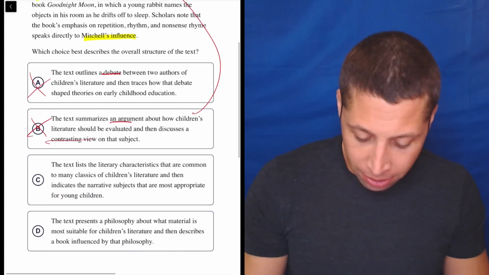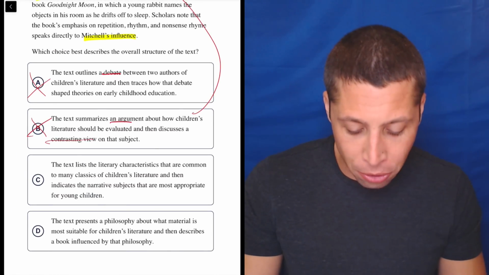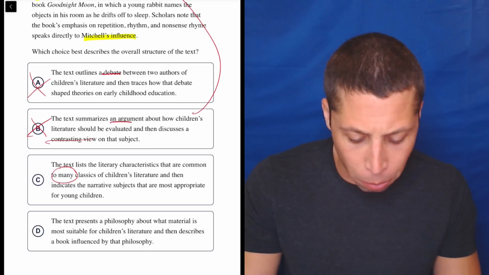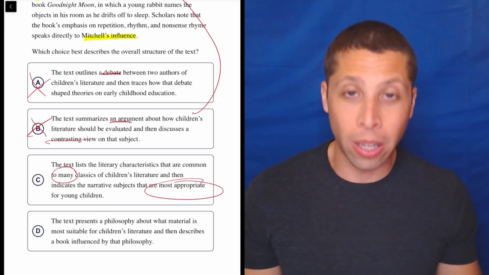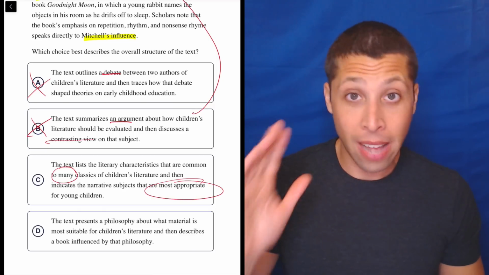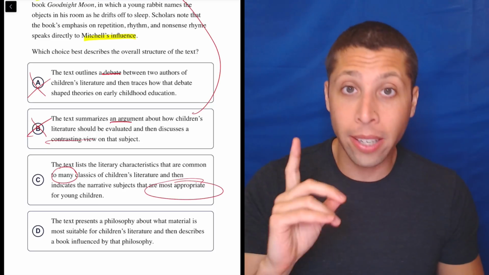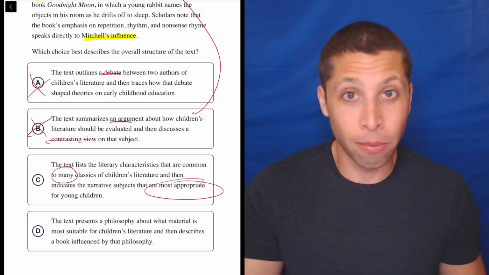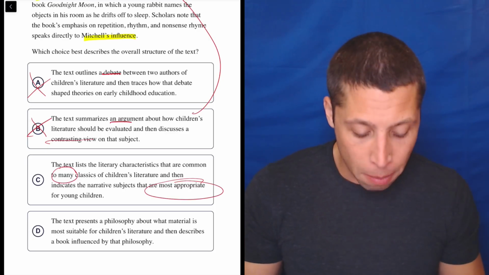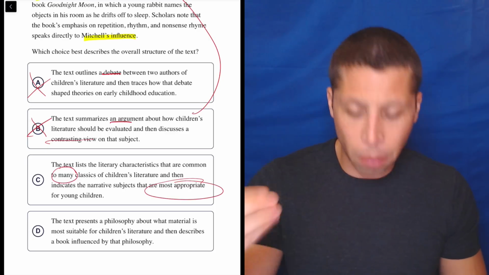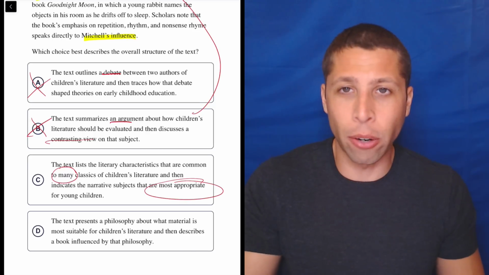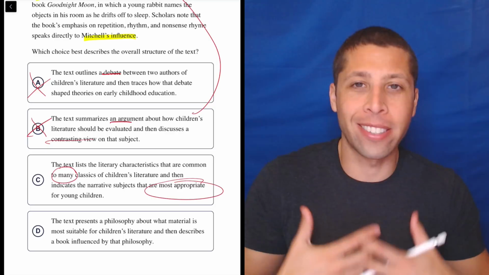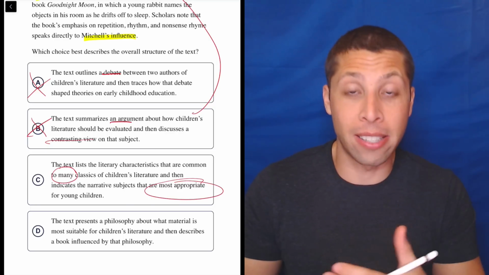It's not here. C, the text lists the literary characteristics that are common to many classics of children's literature, and then indicates the narrative subjects that are most appropriate for young children. Ooh, a lot of bad things here. First of all, it's not about many classics of children's literature. This is one person's theory and one type of book. So there are others, and I don't know how many, right? Plus, they're not arguing this is the most appropriate thing. They're just saying this is good, or this is an example of how it could be. It doesn't have to be this way. There is no consensus that this person's theory is the best theory.